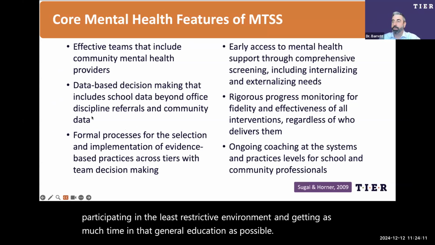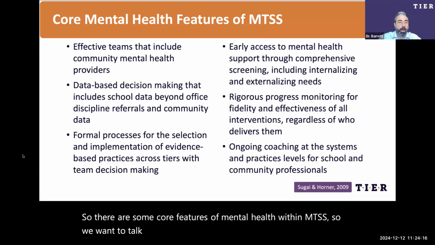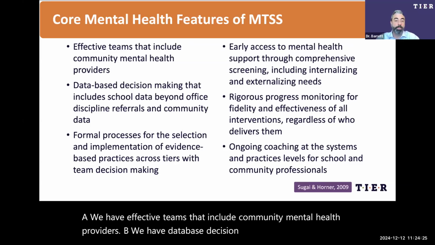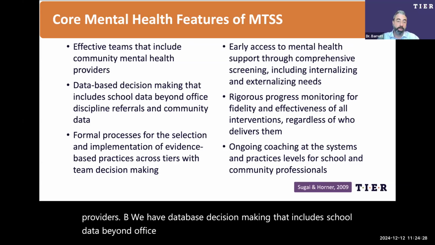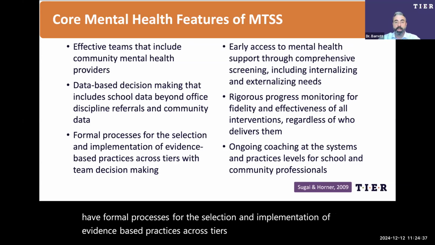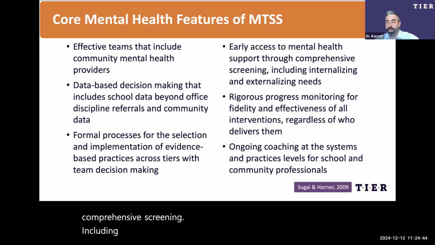So there are some core features of mental health within MTSS that we want to talk about. A, we have effective teams that include community mental health providers. B, we have data-based decision-making that includes school data beyond office discipline referrals and community data. C, we have formal processes for the selection and implementation of evidence-based practices across tiers with team decision-making. D, we have early access to mental health support through comprehensive screening, including internalizing and externalizing needs.